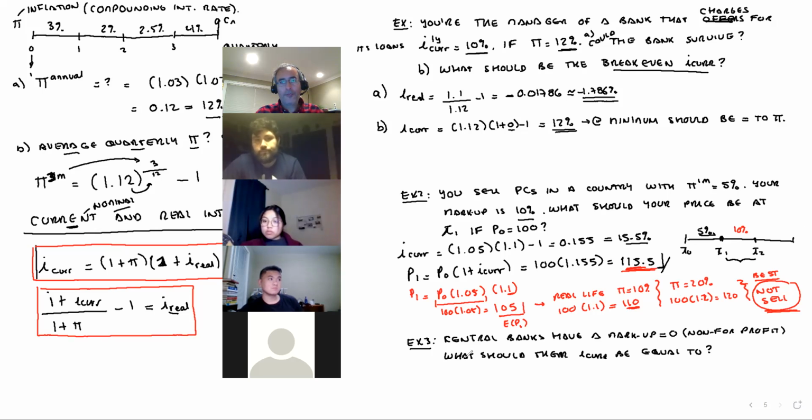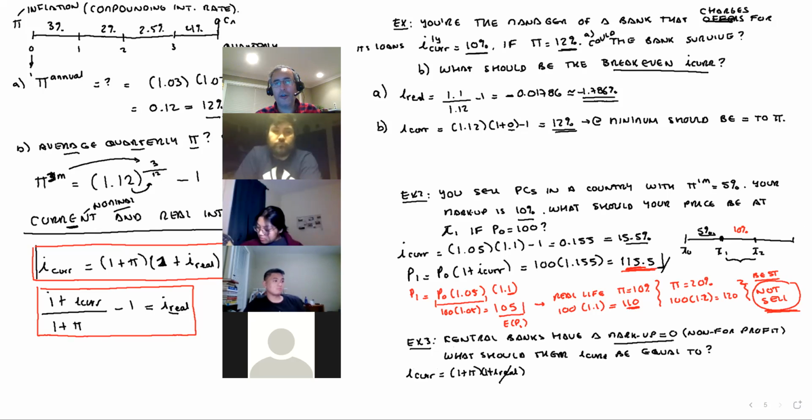Okay, so finally, central banks have a markup equal to 0. And that's true. Central banks don't want to profit. Do you agree? So this implies that the current, and this is an easy question, the current is going to be 1 plus inflation, 1 plus real. So basically having no profit implies this is 0. So at the end of the day, the current is going to be equal to inflation. So this is true for central banks always, guys.